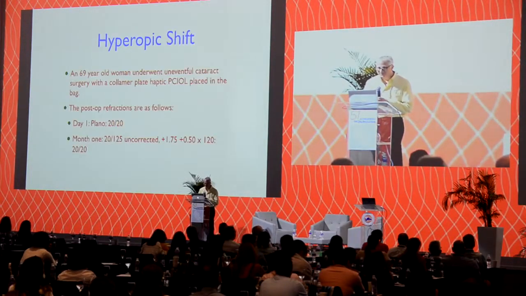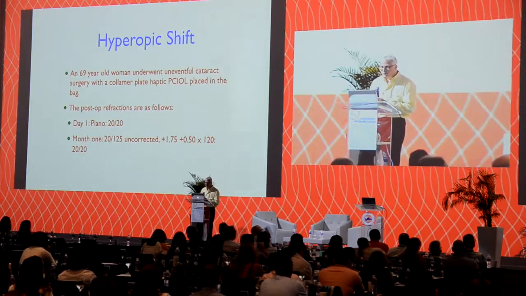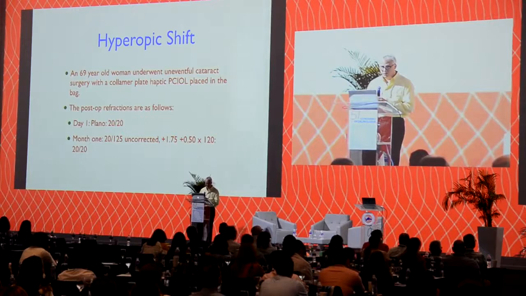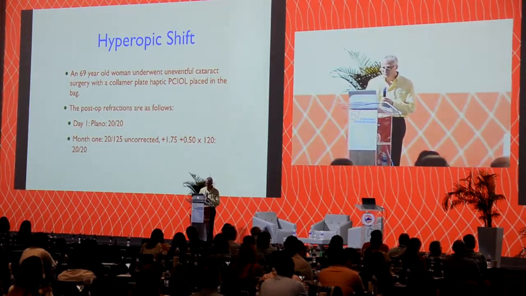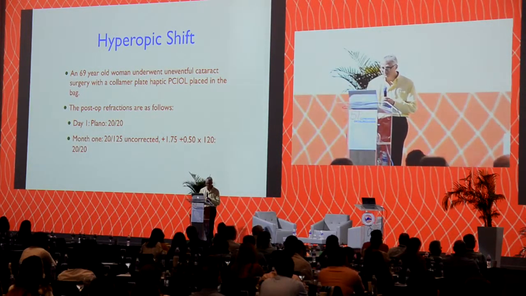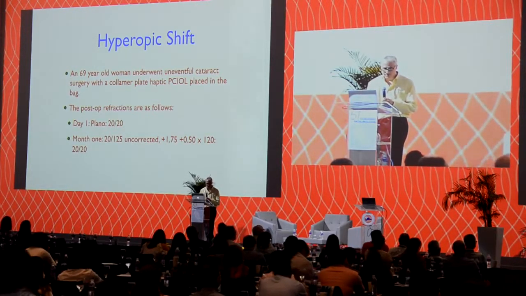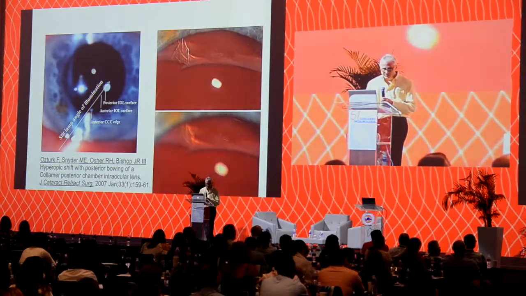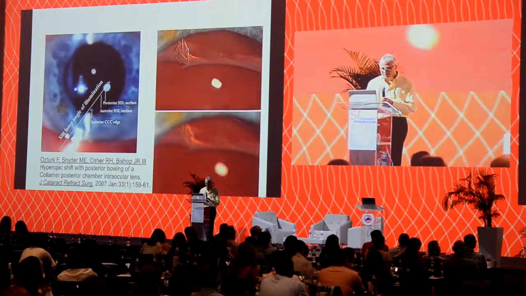Surprise number 2. A 69-year-old woman underwent uneventful cataract surgery with a Collamer plate haptic PCIOL placed in the capsular bag. The post-op refractions: day 1, 20/20. Month 1, 1.25, improving to 20/20 with a roughly +2 hyperopic refraction. Not good. What happened with this patient is the capsular bag contracted a little bit. The implant lens actually migrated posterior and the bag curled.